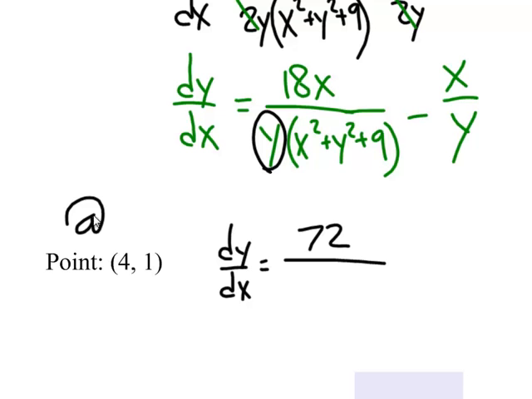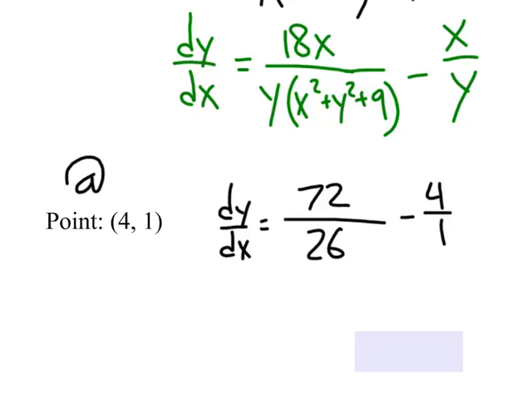Over, our y value is 1, so we're plugging in a 1 there, and then a 4, and then a 1 there. So over c, 1, I don't really have to write that, times parentheses, let's see, x squared plus y squared, that's going to be 16 plus 1 plus 9. That's going to be 26. Let me just write 26. Minus x over y, or 4 over 1.